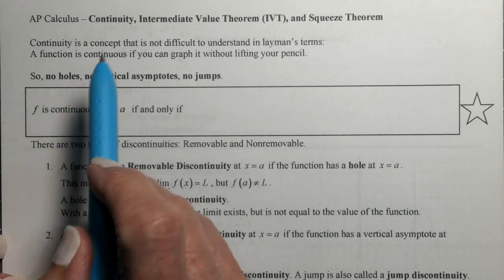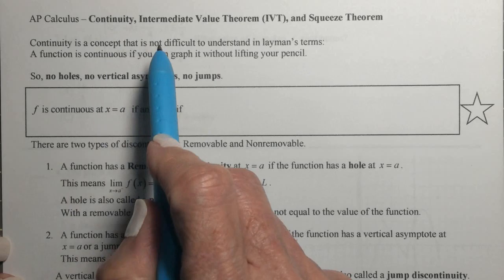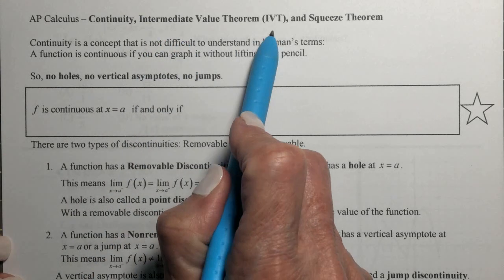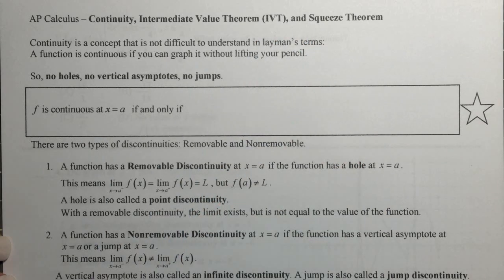Today we're going to review continuity, and we're going to get two new theorems: the intermediate value theorem, called IVT for short, and the squeeze theorem.